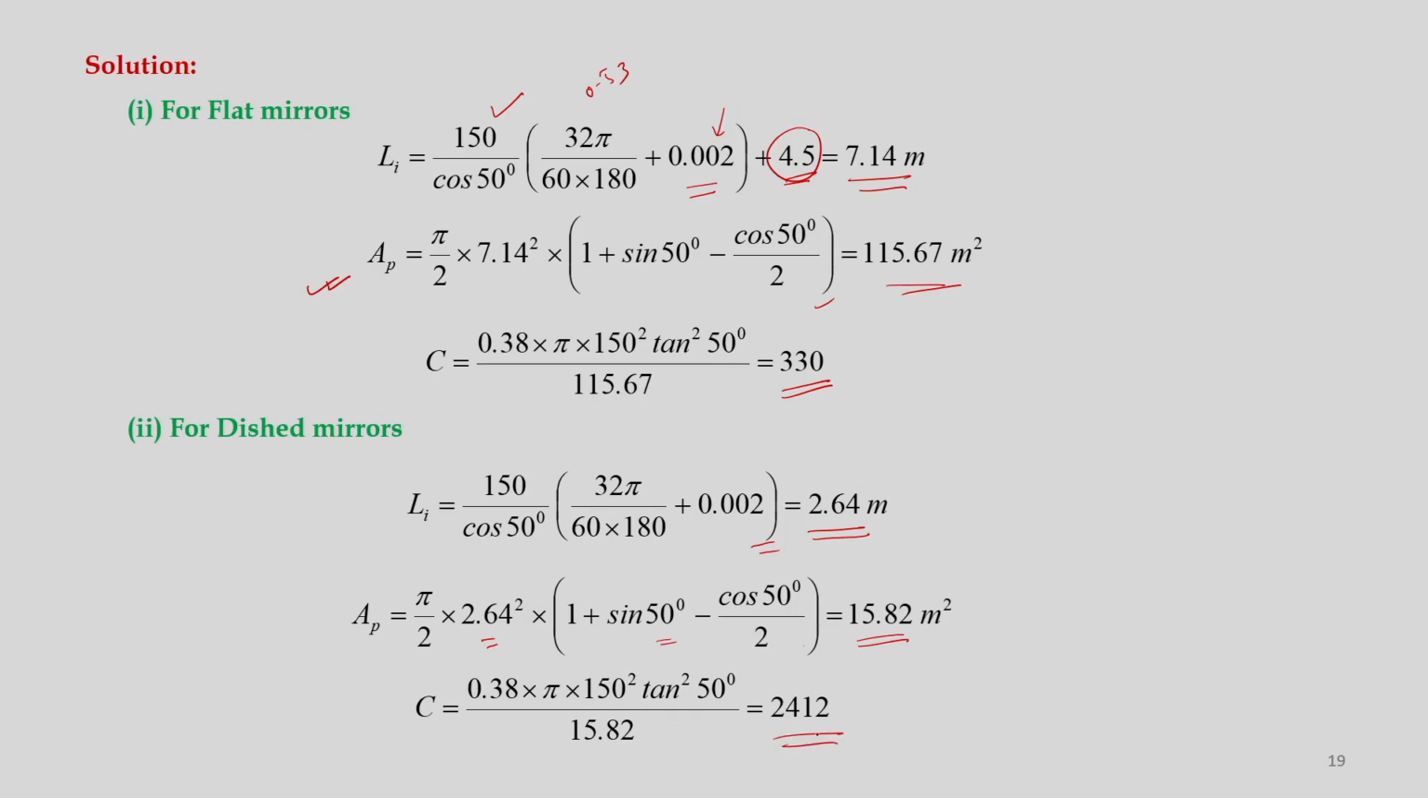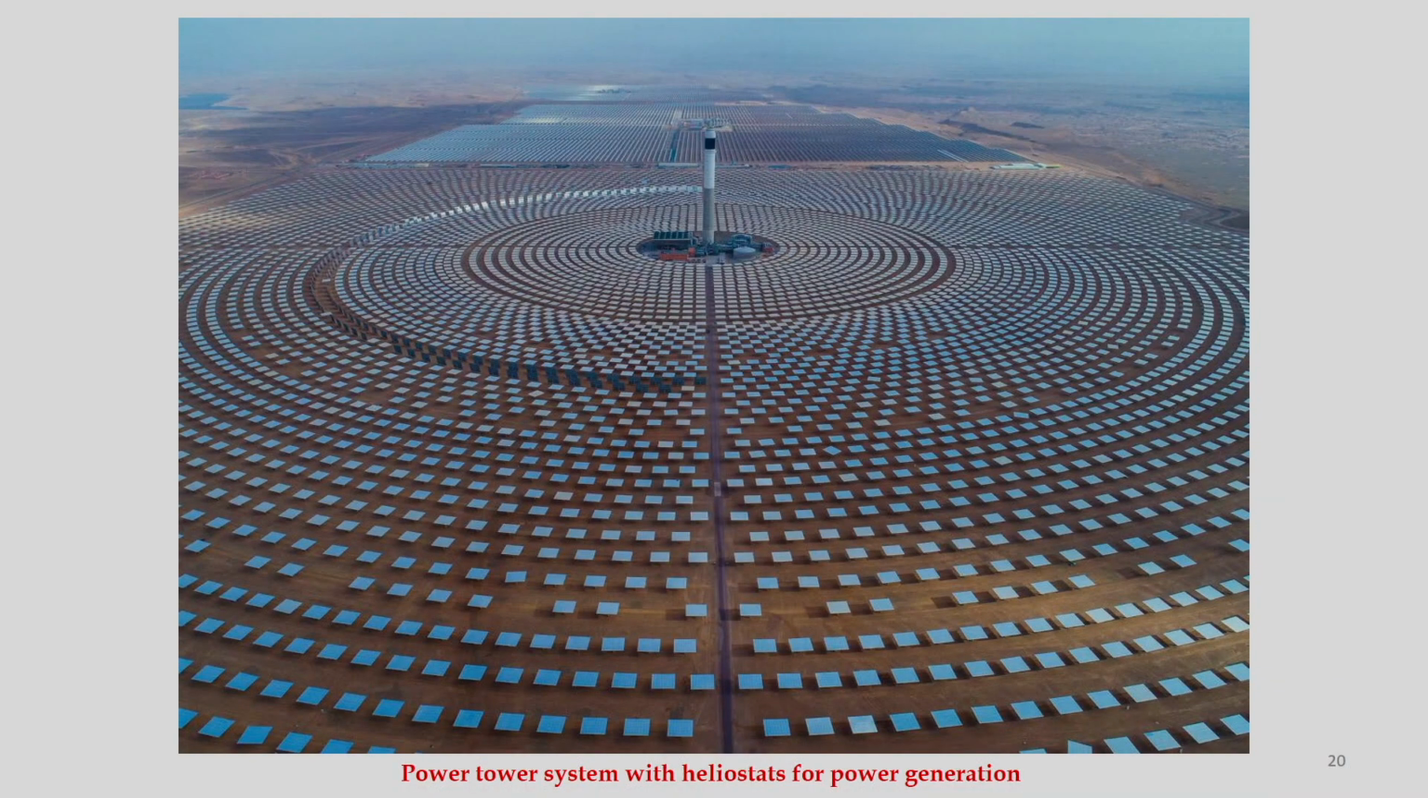See the difference in concentration ratio. In the flat mirrors, it was 330, and in case of disc mirrors it is 2412. You can see how much concentration we can increase. So, we can generate intense heat by using this disc mirror system. This is a very important problem to understand the difference between the two mirrors, and how we can increase the concentration.